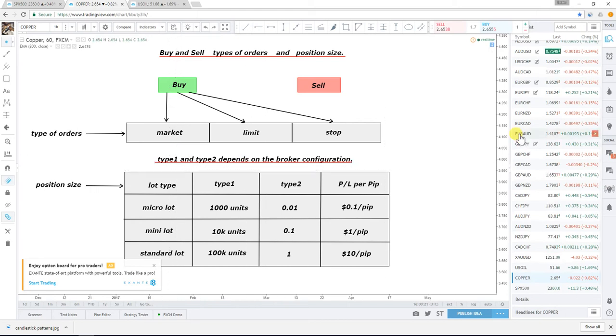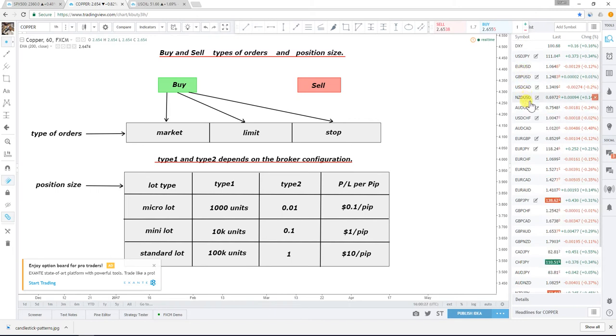For example, if the price of the Euro USD now is 106.49, you are going to buy at that price given here. But limit and stop are different. If you are buying a limit order, you are buying below the price. Let me pull up a chart and I will give an example of each.